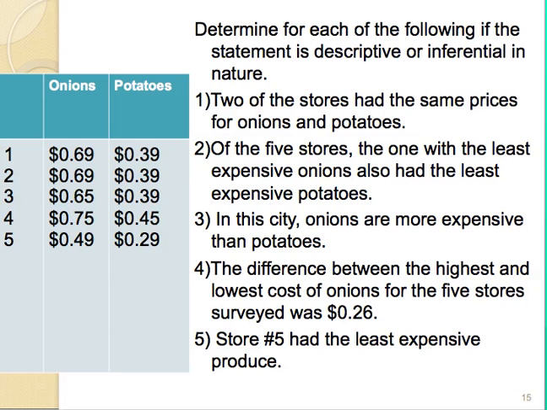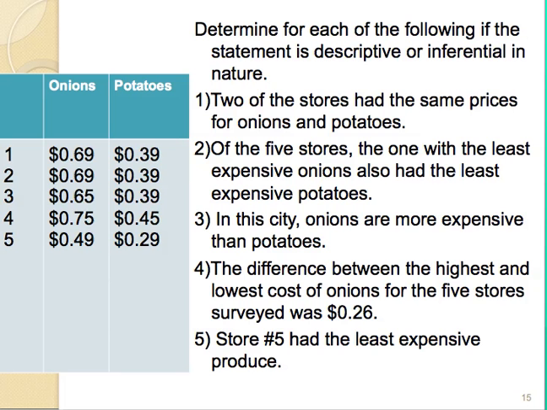Let's look at the first statement. Two of the stores had the same prices for onions and potatoes. Okay, you decide whether you think that's descriptive or inferential. Make a note of that. Number 2, of the 5 stores, the one with the least expensive onions also had the least expensive potatoes. Is that descriptive or is it inferential? Number 3, in this city, onions are more expensive than potatoes. Descriptive or inferential? Okay, please make a note.